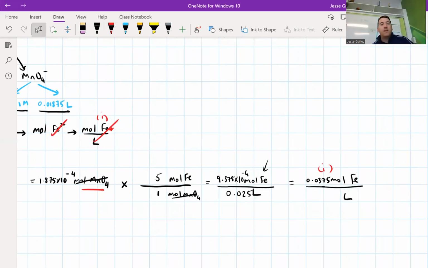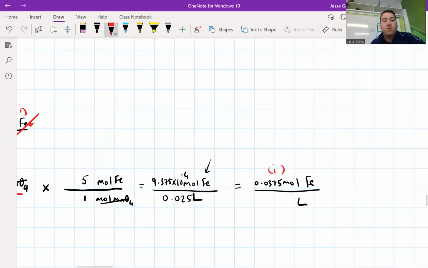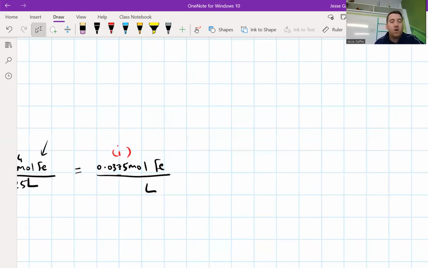All right, now let's go and look at part 2. So that should be this done up to here. The next thing I was asked to do was to find the total mass of iron in 250 centimeters cubed. That's what I want to find. I've currently got as far as moles of Fe per liter. So planning out, how would I go from moles of Fe per liter to grams of Fe per 250?